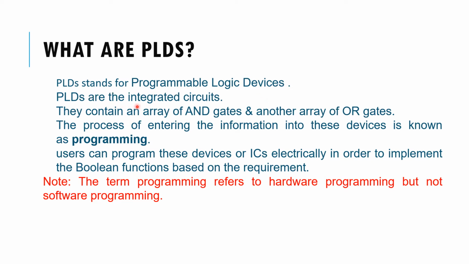They are integrated circuits. They have an array of AND gates and another array of OR gates. The process of entering the information into these devices is known as programming. So the users can program these devices or ICs electrically in order to implement the Boolean functions based on the requirement. Now, the most important point is the term programming refers to hardware programming but not software programming.